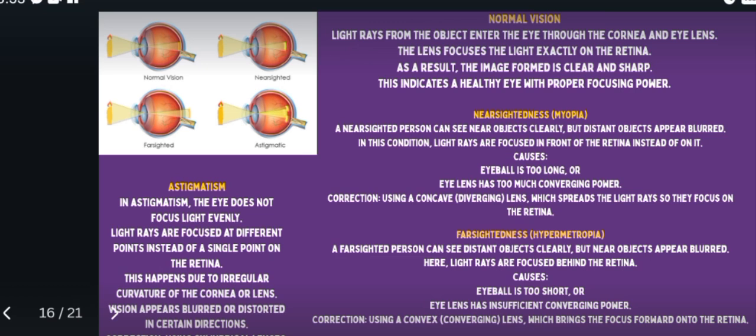This happens due to irregular curvature of the cornea or lens. Vision appears blurred or distorted in certain directions. It will be corrected using cylindrical lenses. So that is the vision defects.